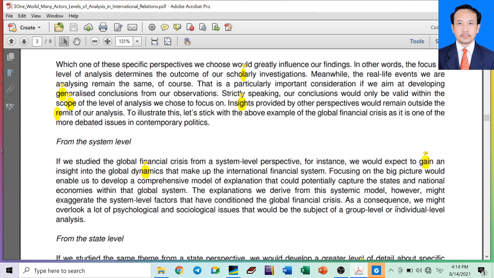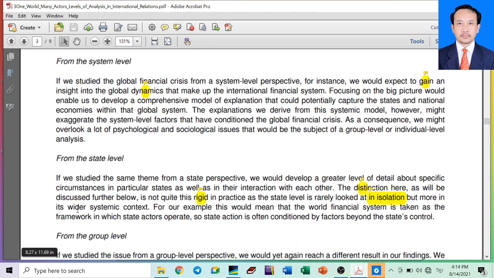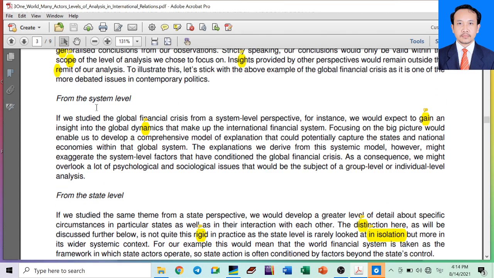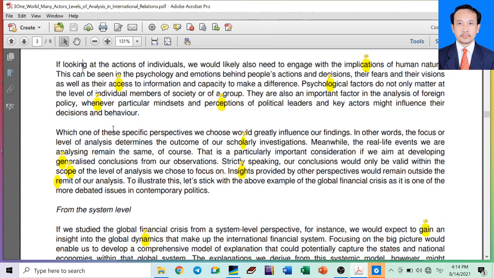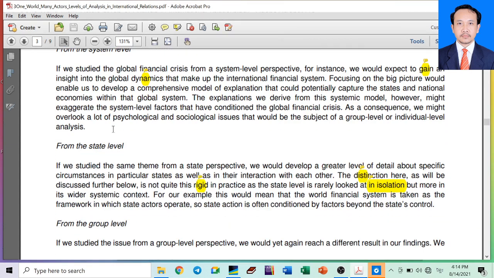As a consequence, we might overlook a lot of psychological and sociological issues that would be the subjects of the group level or individual level analysis. Okay, now let's look at the state level, from the system levels. And the second talks about the state level.